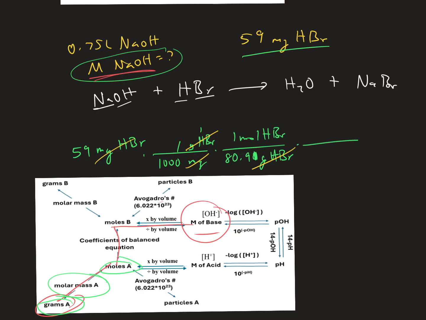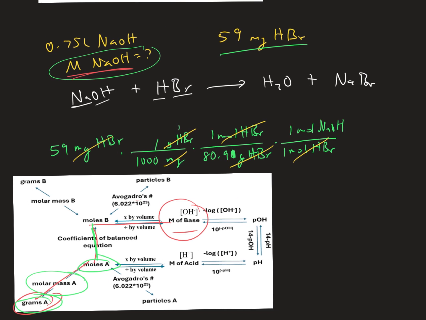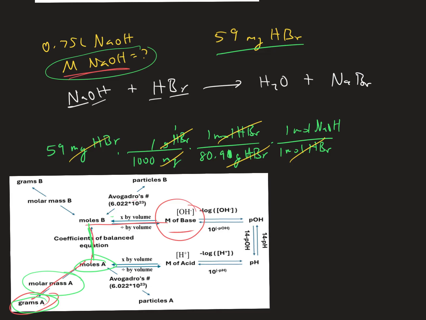So now I'm here, and now I use my mole to mole ratio, which is 1 to 1. 1 mole of HBr on the bottom, so it cancels. 1 mole of NaOH on top, since we're looking for NaOH. Okay, so now I just have to divide by the volume. And again, if it makes the most sense to find an answer there, do it. Find an answer, then divide your answer by your volume, making sure it's measured in liters.